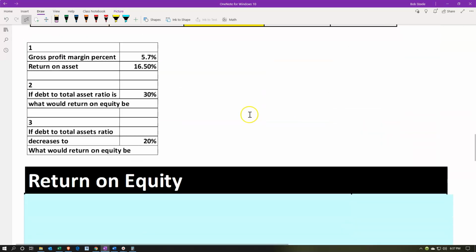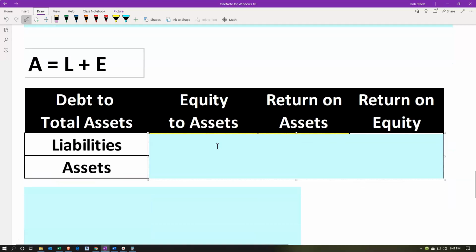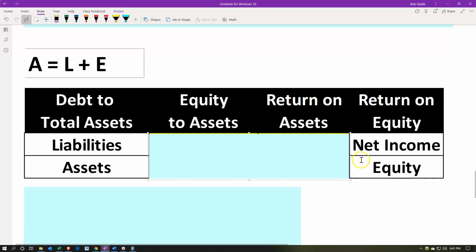Okay, so now we're going to calculate the return on equity. It says here, if debt to total assets ratio is 30%, what would return on equity be? So we have the same information up top, and then if the debt to total asset ratio is this 30%, then we're looking for the return on equity. So let's write down these relationships here. We're looking for return on equity. Return on equity is going to be net income over equity, net income divided by equity.